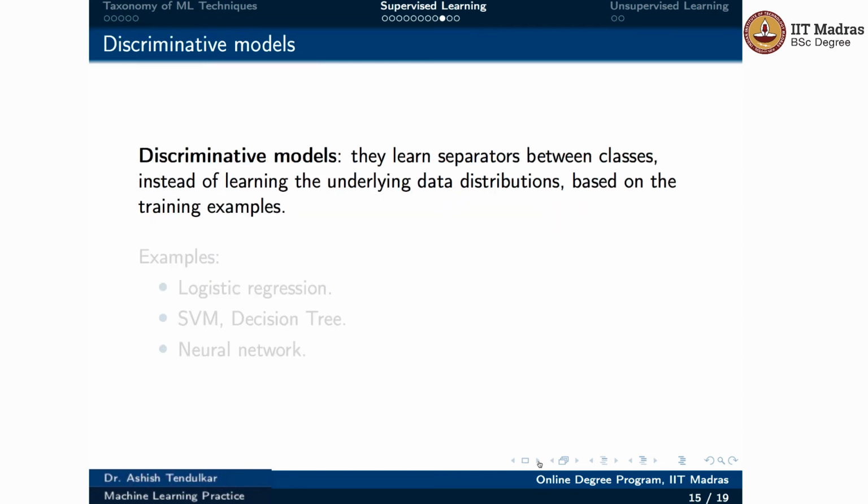Then we have discriminative models. Discriminative models don't care about the data generation process so much, but they learn the separator between classes. So instead of learning the underlying data distribution, they just learn the separator between the classes. And for any new example, they try to figure out which side of the decision boundary or the separator the example lies on. Some of the examples include logistic regression, SVM, decision trees, and neural networks. And all of these models will be covered in our course.